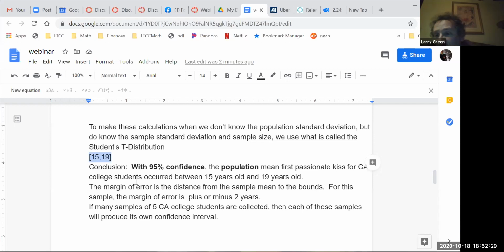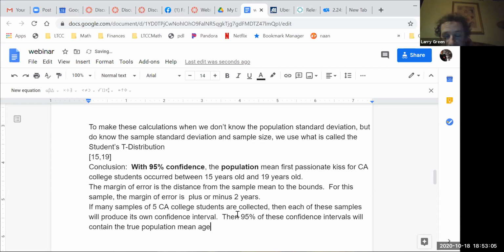All right. Well, we hope it's true. It may not be true. If you look at all the different possible confidence intervals you can collect, then 95% of them will make you feel good because it actually is true. So then 95% of these confidence intervals will contain the true population mean. Age of first kiss, passionate kiss. All right, and 5% won't.